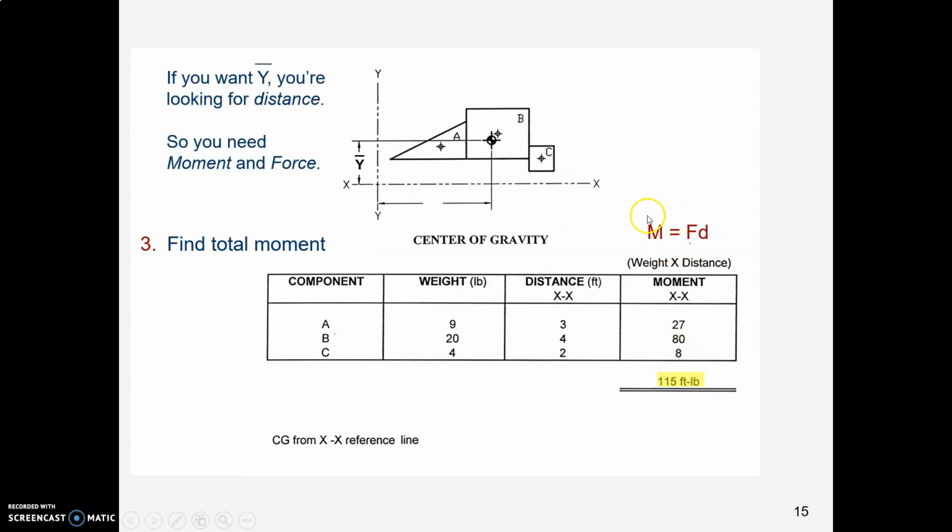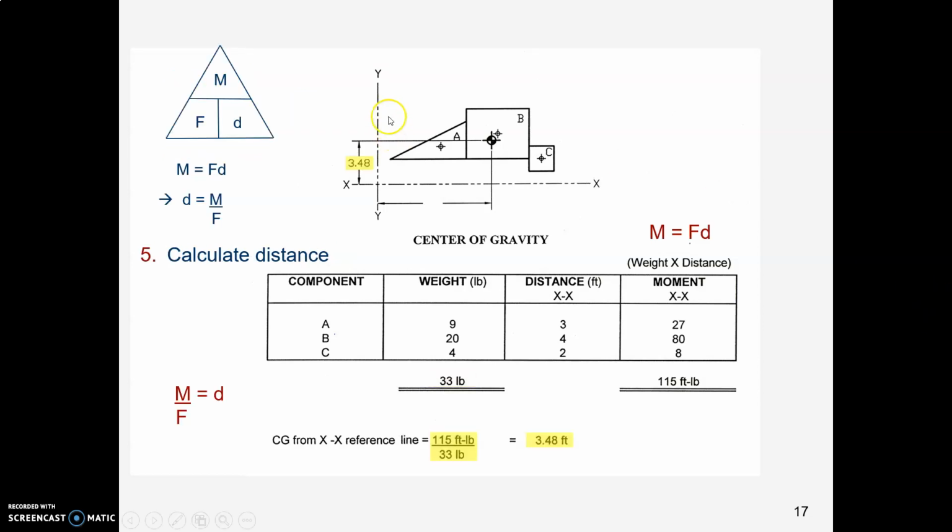And we're using our moment equals force times distance equation. We're looking for distance, so we want to find the total moment and the total force so that we can find distance. Here are the moments, and if you add them all up, you get a total moment of 115 foot-pounds. And you need the total force. If you add these weights all up, you get a total of 33 pounds. So now we have the total moment and the total weight.